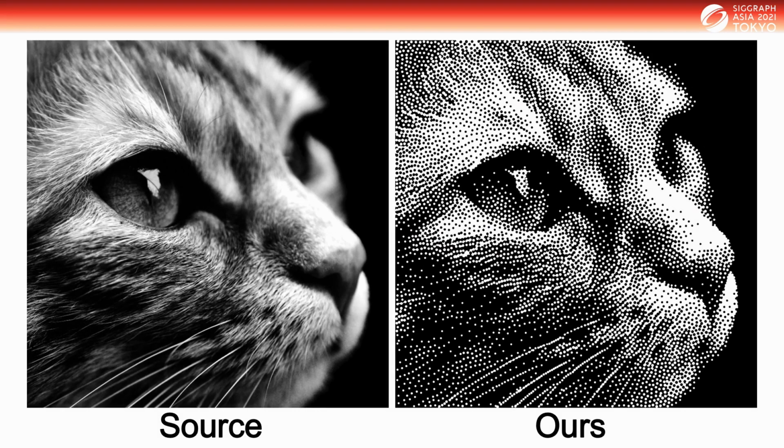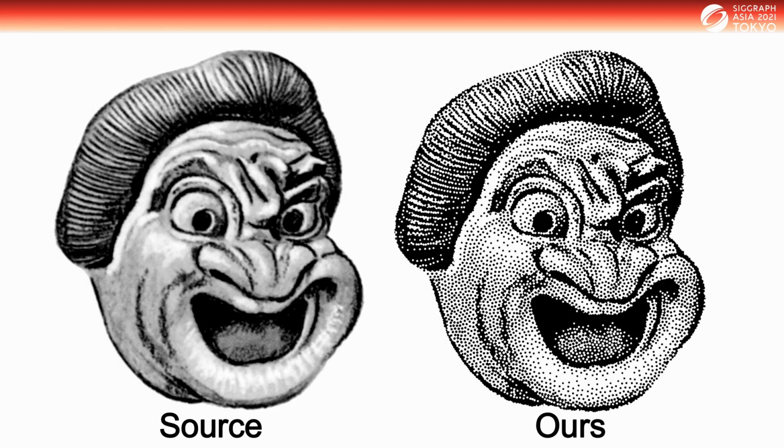Now let us show you some results. This is a result of our inverted stippling. As you can see, the black background and the structure of the whiskers are well preserved. Here is another result. This man's face is a stippling example also used by previous works.